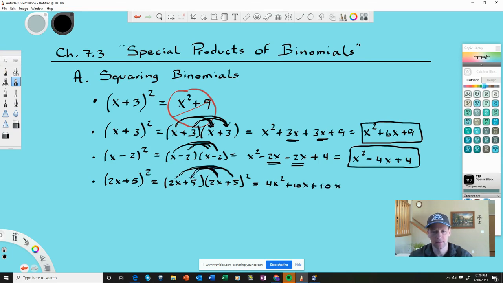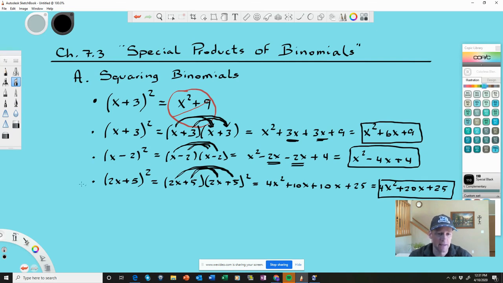And then 5 times 5 is going to be 25. So you're going to have 4x squared plus 20x plus 25. And there you go. That is how you square a binomial. It's actually pretty easy. You take the binomial, you expand it, you multiply using the FOIL pattern. All right, that's half of it.